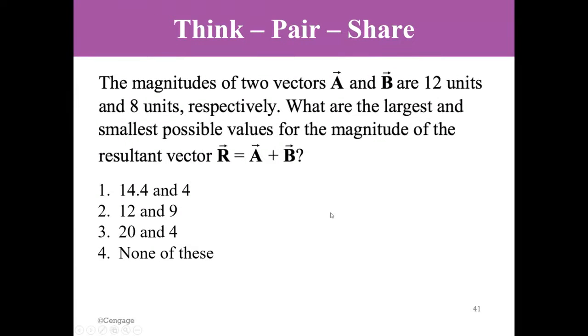Now, if you have two vectors, A and B, 12 units and 8 units respectively. So A is 12 and B is 8. What are the largest and smallest possible values for the magnitude of the resultant vector? I need your help. Suggestions. Any suggestion? What would be the maximum magnitude that you get when you have 12 and 8?